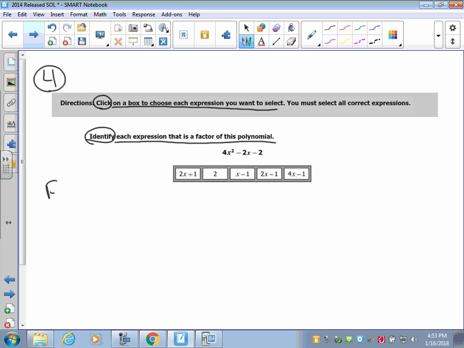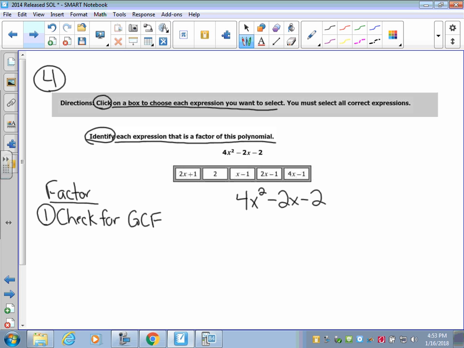Whenever we factor, the first thing we always want to do is check for a GCF, or greatest common factor. And this one does have a greatest common factor. If I look at 4x squared minus 2x minus 2, they're all divisible by 2. So it's going to be 2 times 2x squared minus x minus 1. Minus 2 over 2 gets me minus x, and minus 2 over 2 gets me minus 1. So right away I know that 2 is a factor.